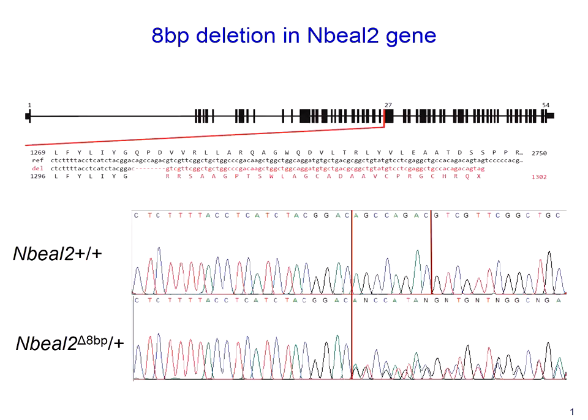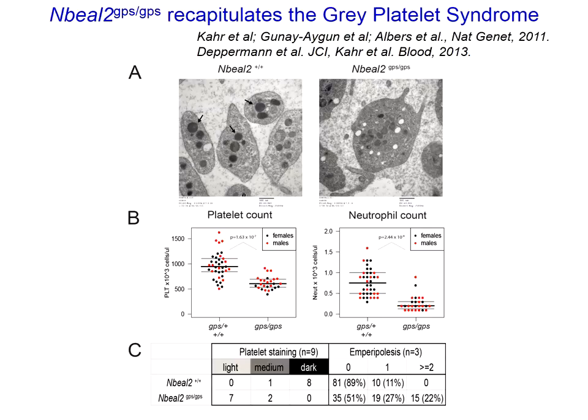In sequencing through a number of our mice, we found this 8-base pair deletion in the NBEAL2 gene. This was quite a surprise, and we got quite excited. NBEAL2, as many of you may know, is the gene responsible for gray platelet syndrome. And this sort of made sense. So we're going to take a platelet bleeding type disorder, and that's going to rescue our thrombotic risk. Indeed, if we made mice homozygous for this mutation, they recapitulated the phenotype of gray platelet syndrome, similar to other published studies in humans and in mice.